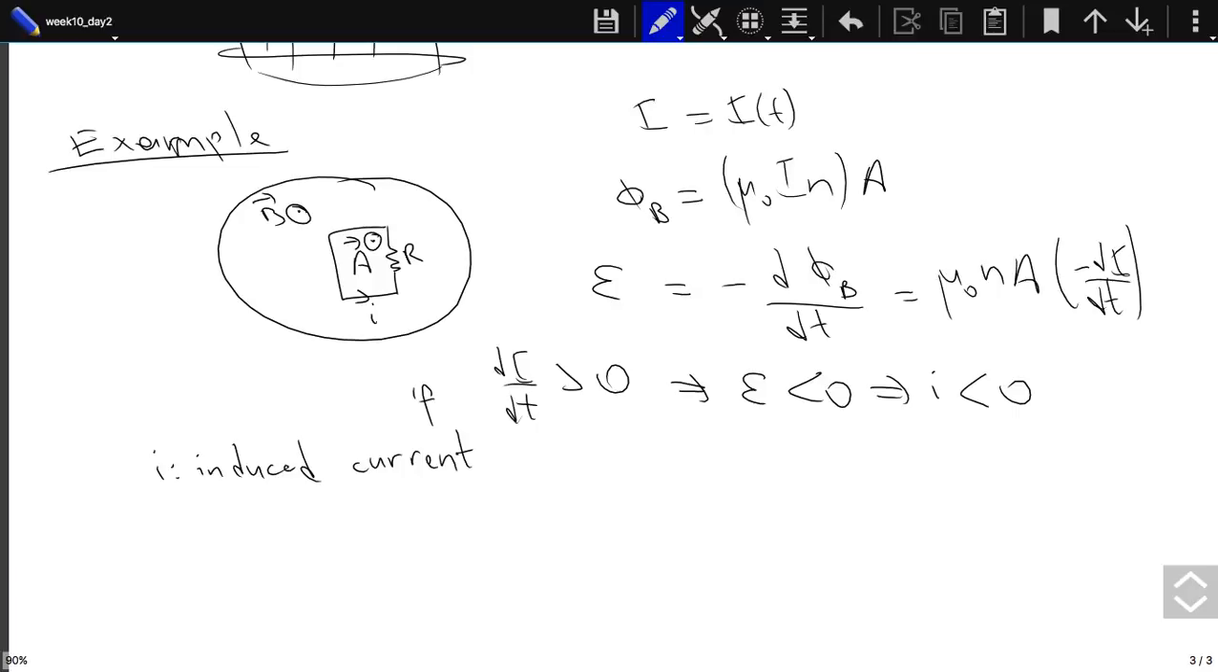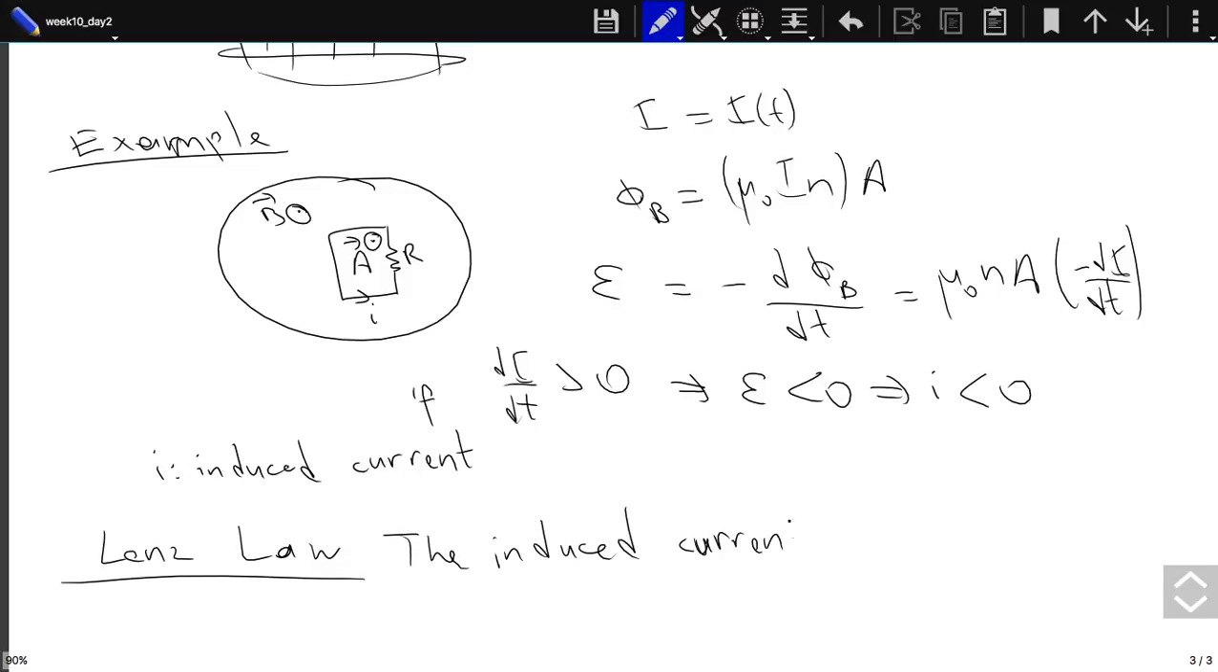No, they're not exactly equal in general, but it's just trying to resist it. So that is the basis of Lenz's law. Lenz's law basically states that the induced current tries to resist the change that created it.